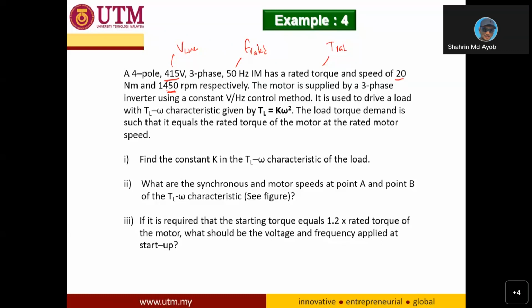Given by, dia bagi tahu, torque load is equals to K speed square. So meaning that this is a centrifugal load, quadratic. Kan yang quadratic tu. The load torque demand is such that it equals the rated torque of the motor at the rated motor speed. Find the constant K in the torque speed characteristic of the load.